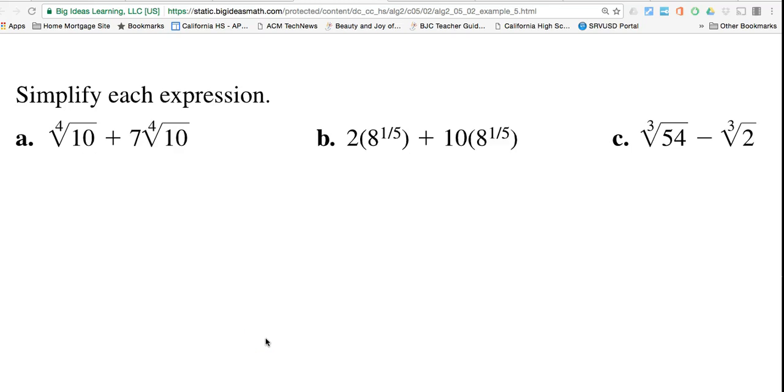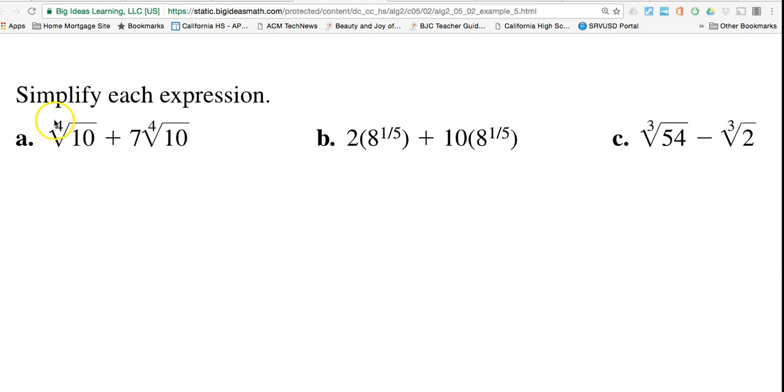Okay, on this next example, we're going to be looking at simplifying some expressions through addition and subtraction. What you're going to want to look out for is like terms, so terms that have the same index and the same radicand. When we're working with rational exponents or radicals, in order for a term to be like, it has to have the same radicand and the same index.